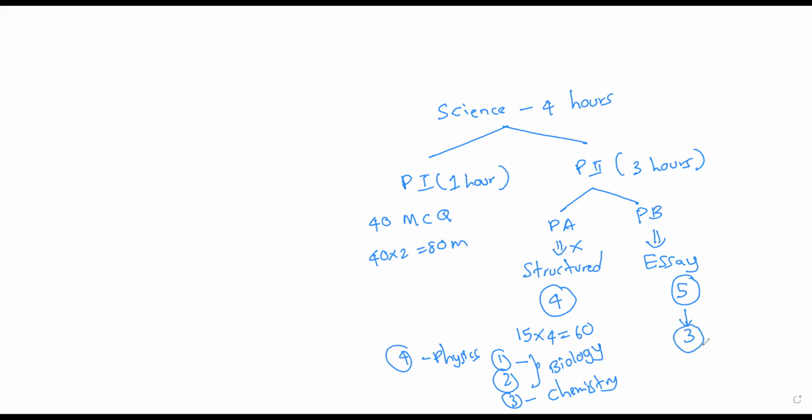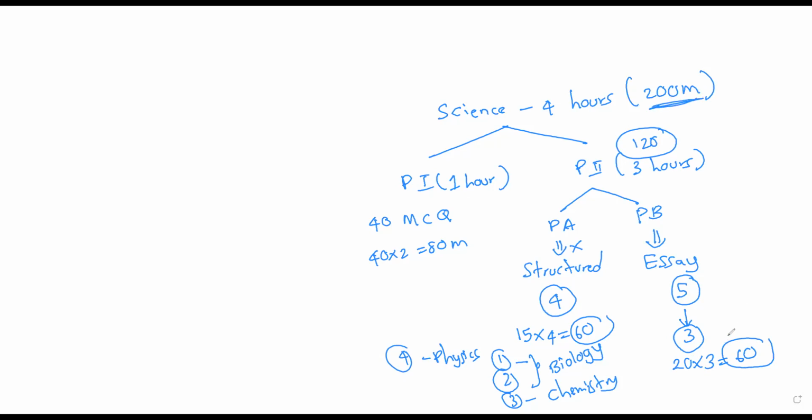Okay, so for each essay question, you will be getting 20 marks, so altogether 60 marks for this part B. So for part A 60, part B 60, altogether 120 marks for paper 2. So just add it, 80 plus 120. So your science paper is going to be for 200 marks. It is not meter, it is marks.